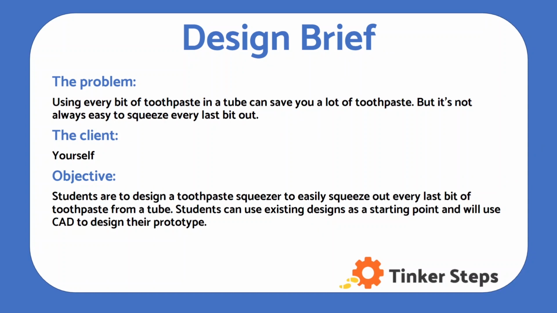The design brief has been split into three sections. We've got the problem, the potential clients, and the objective. So the problem is using every bit of toothpaste in a tube can save you a lot of toothpaste, but it's not always easy to squeeze every last bit out. I like this problem because students end up designing something that is functional, and they can get authentic feedback if they want to iterate or redesign and improve their future designs.